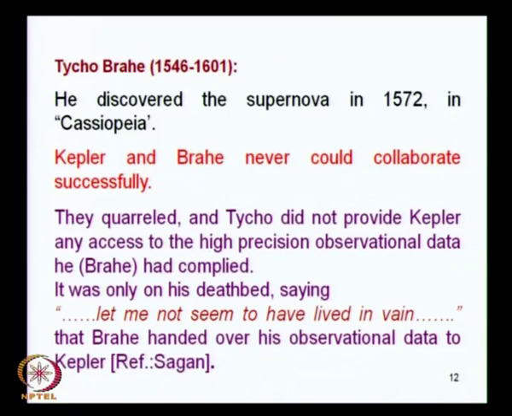They quarreled, and only on Tycho Brahe's deathbed did he finally give his data to Kepler, saying, let me not seem to have died, to have lived in vain. And saying this, he finally handed over the data to Kepler, and then Kepler was able to deduce that the planetary trajectories will have to be ellipses.